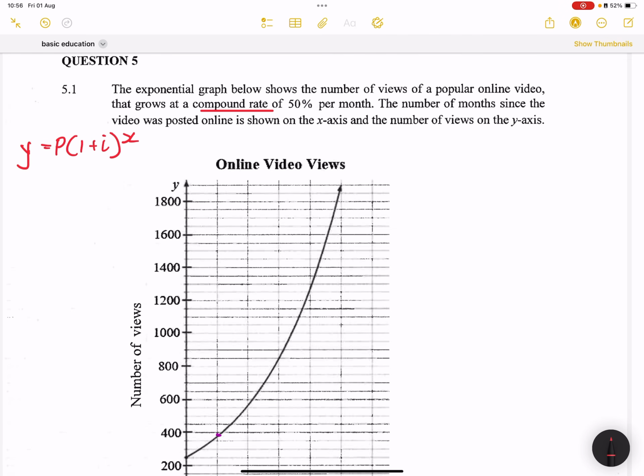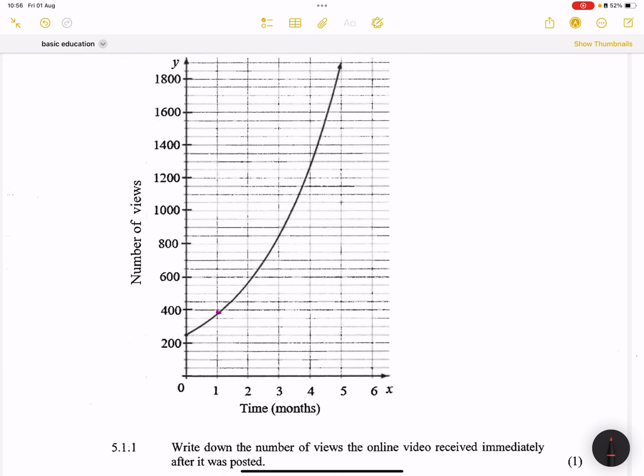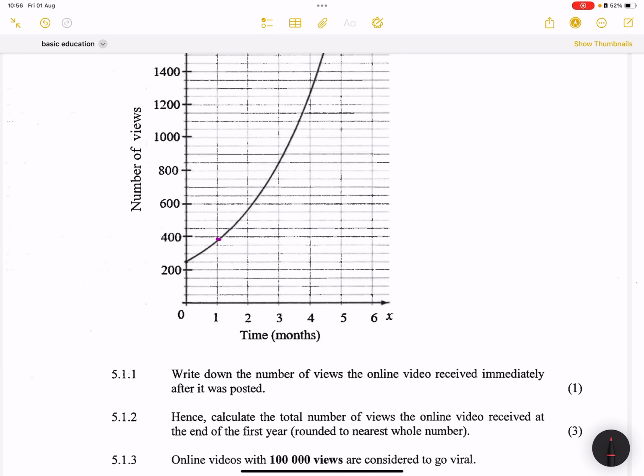Right, so they say to us, write down the number of views the online video received immediately after it was posted. When I look at that, this is right at the beginning. So how many lines are there? That's 1, 2, 3, and 4. Which means 200 divided by 4, so it's 50 views per division. So this is going to be 200 plus another 50 over there, which means the number is 250 views.